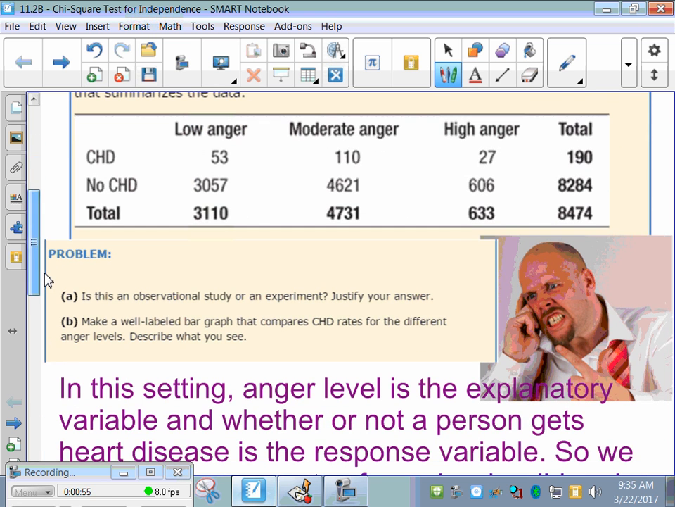So they are categorized by traits. So they either have low anger, moderate anger, or high anger. All right. And then what happened? Did they end up with heart problems or no heart problems? All right. So, is there like a correlation between those?